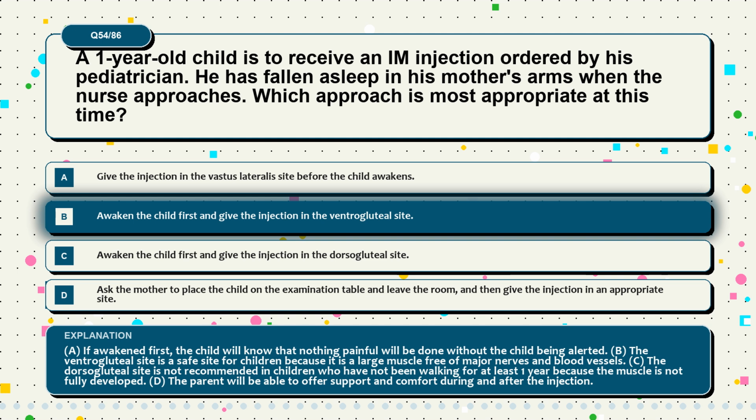and blood vessels. C. The dorsogluteal site is not recommended in children who have not been walking for at least 1 year because the muscle is not fully developed. D. The parent will be able to offer support and comfort during and after the injection.